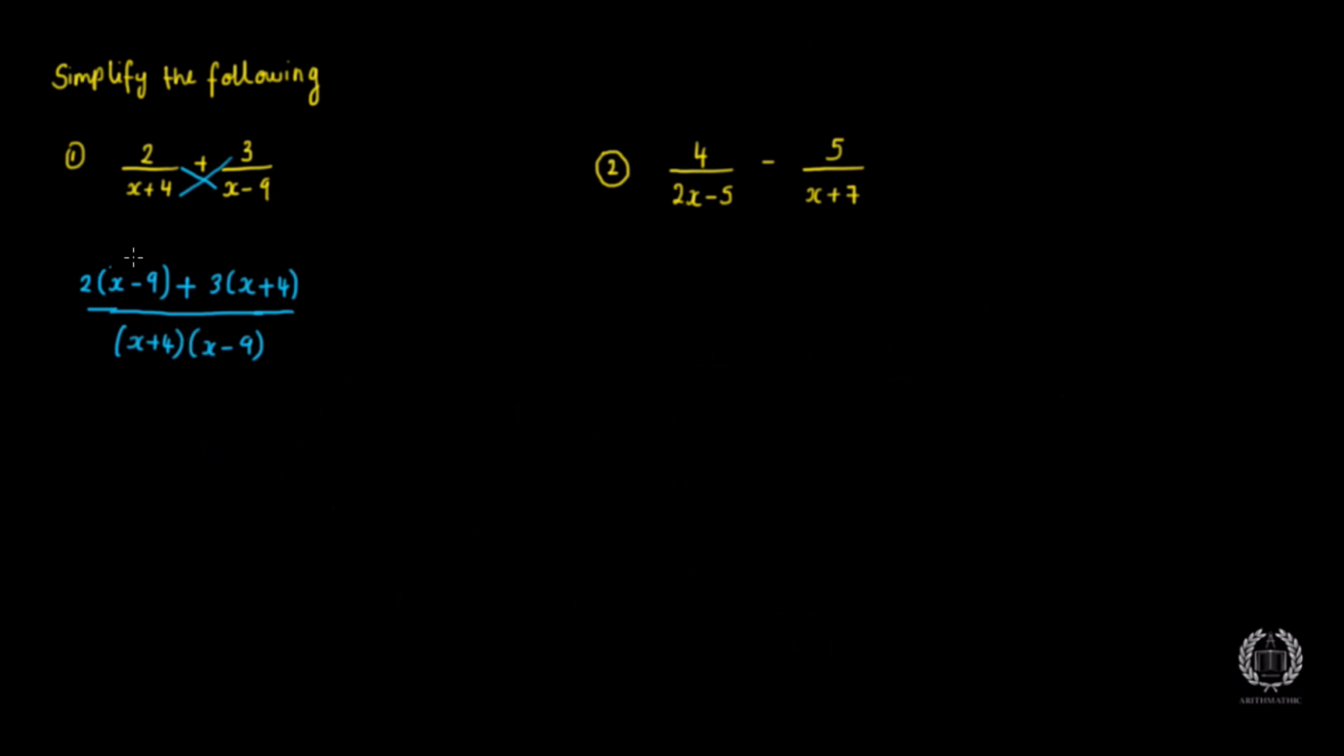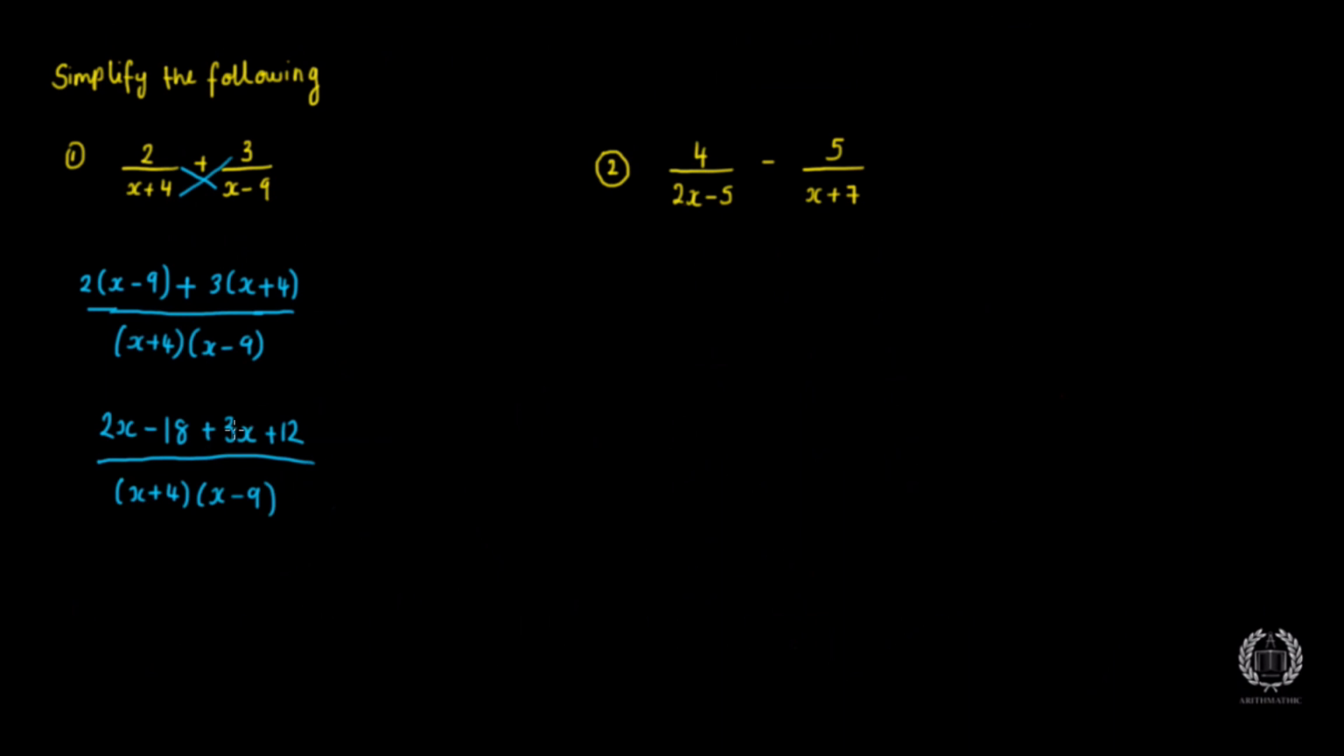Now what we can do for the numerator is expand and simplify. 2 times x is 2x. 2 times minus 9 is minus 18. And if we expand this one, 3 times x is 3x, and 3 times 4 is 12. Over the bottom, the denominator, again, you don't have to expand it. If you expand it, it's fine. If you don't expand it, it's okay. It's not a problem in this case. Now, obviously, if there is some way you can factorize, then you need to do it. But in these cases, you don't need to.